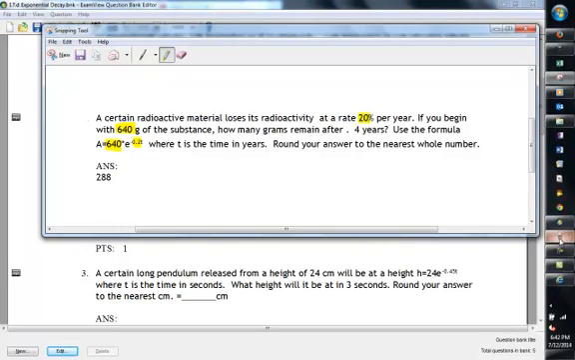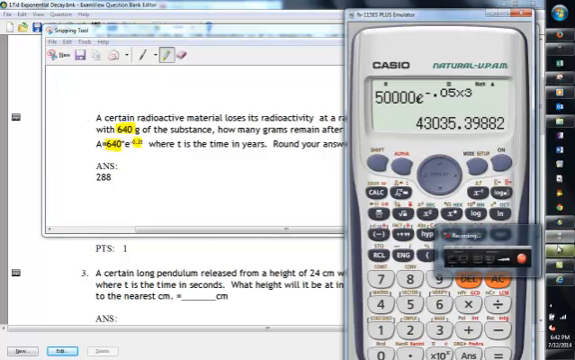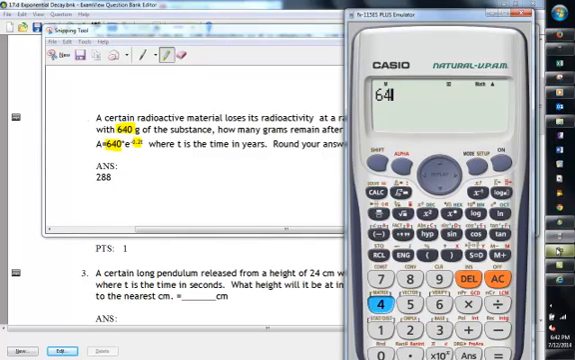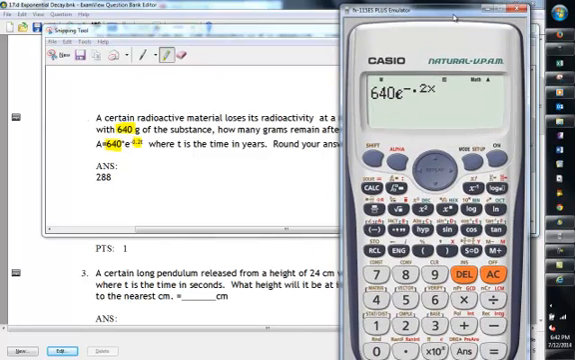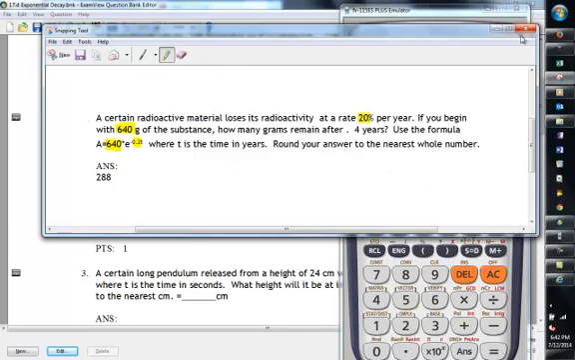And on our calculator, we're going to just press 640 shift ln E to the negative 0.2 times, and it says, I forgot how many years, 4 years. And we get 288 grams.